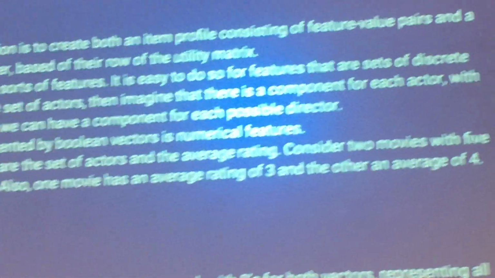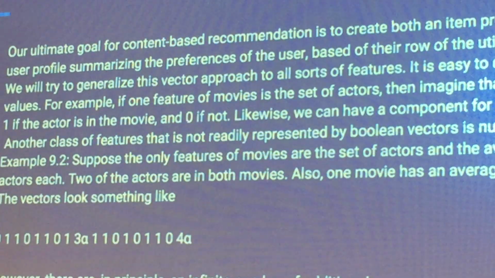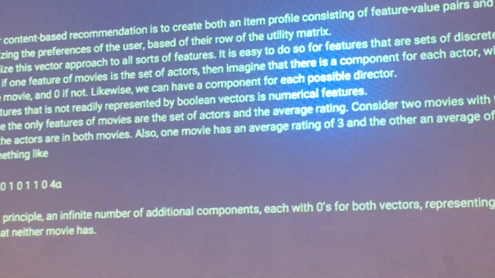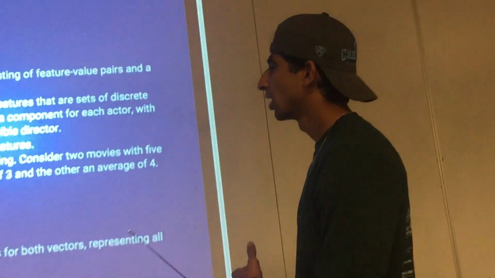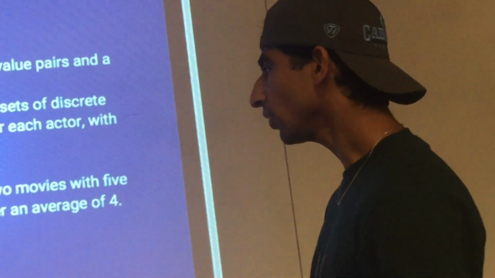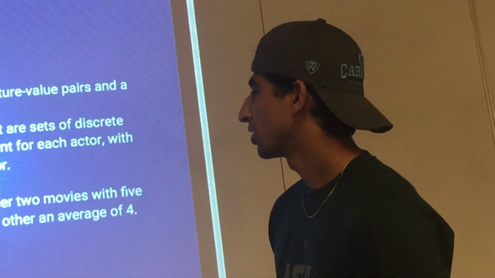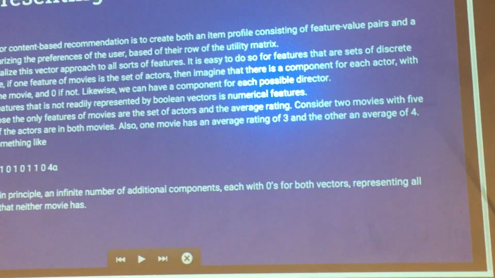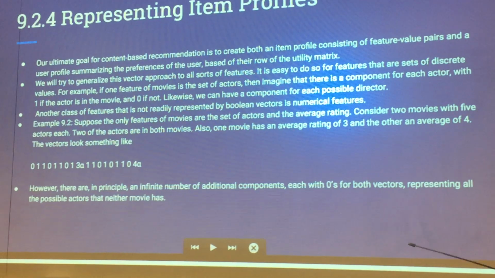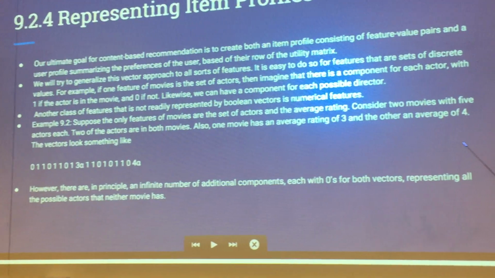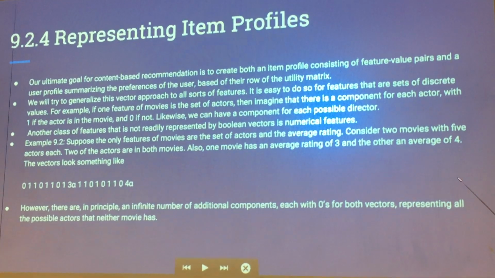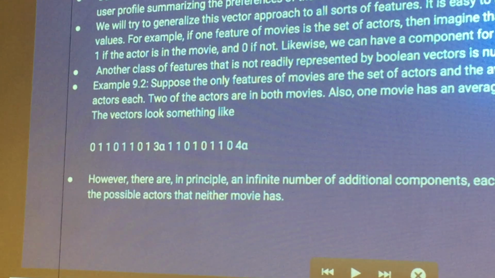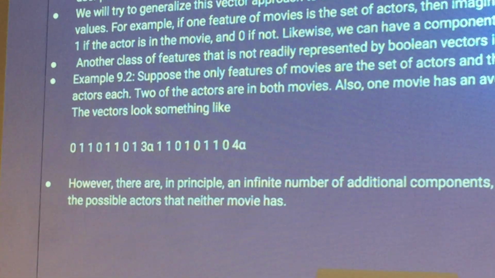An example being if a feature in movies is a set of actors, there's a component for each actor. It's a 1 and 0, a binary thing, and you can do that for the directors and everything else. Another class of features is not easily represented by Boolean vectors and numerical features. I have an example here where the only features in movies are a set of actors and the average rating. If you have 2 movies with 5 actors in each, and 2 of the actors are in both movies, then one movie can have an average rating of 3 and the other an average of 4. The vector would look similar to that down there, but in theory there's an infinite number of these.